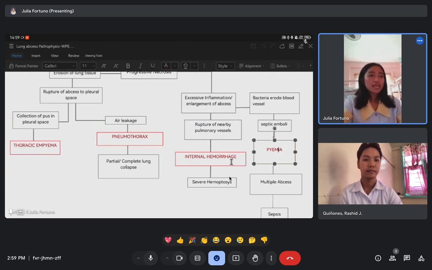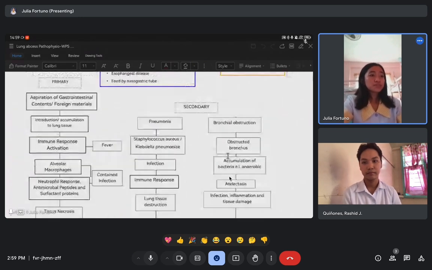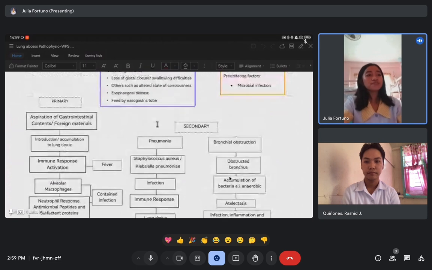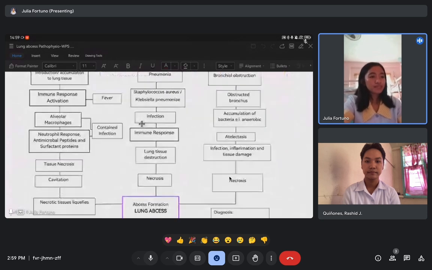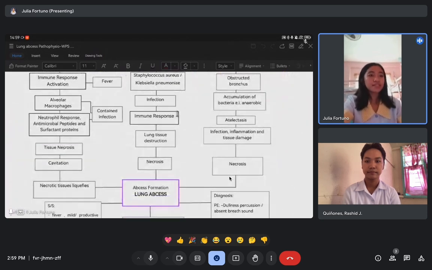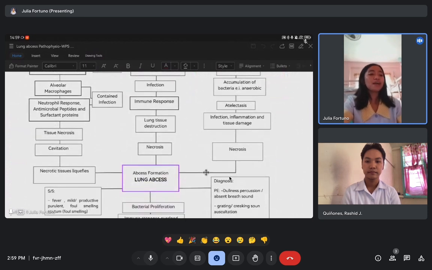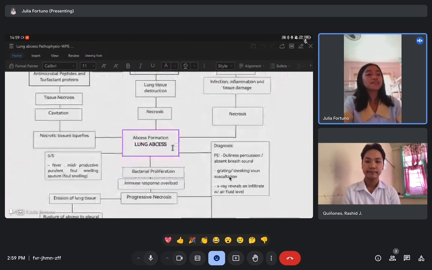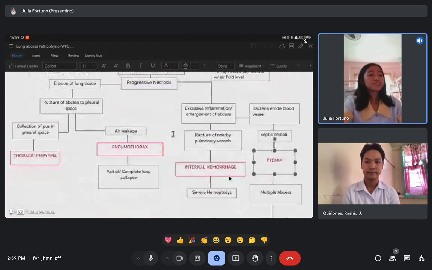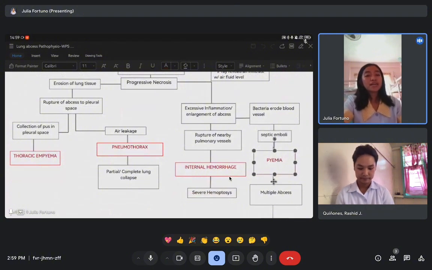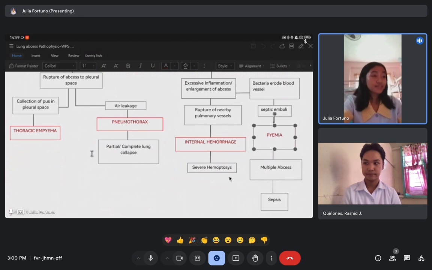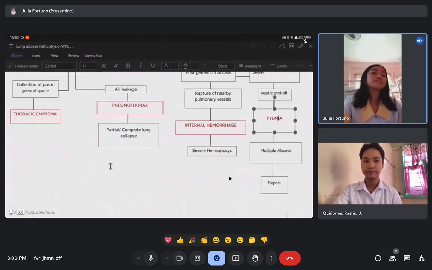So again, we have the tools to sum up. We have the two causes of lung abscess, the primary and the secondary: the aspiration and the occurring diseases. This aspiration and occurring diseases may form a lung abscess, and if a lung abscess is not treated, it may cause further complications such as thoracic empyema, pneumothorax, internal hemorrhage and pyemia. If this is not further treated, it may even cause death.